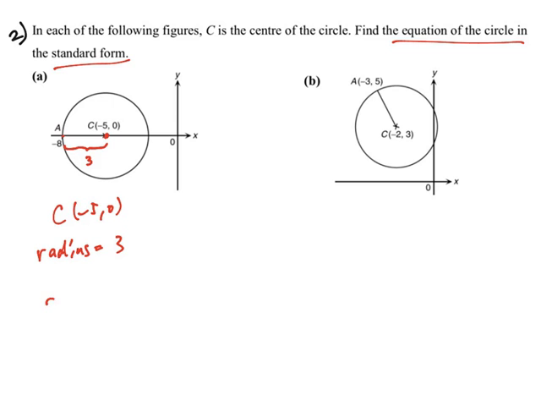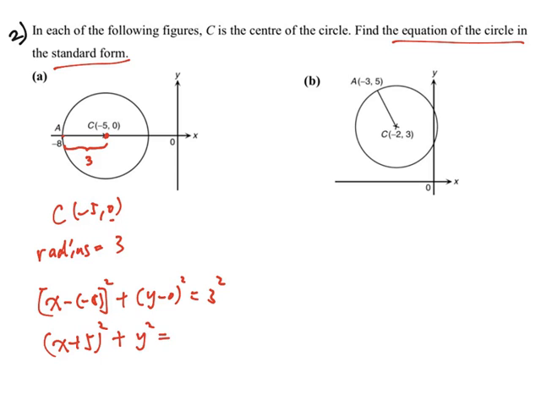Then we can use the standard form, (x minus negative 5) squared, and then plus (y minus 0) squared, equal to 3 squared. So it is (x plus 5) squared, and y minus 0 is y, so y squared, and finally 3 squared is 9.